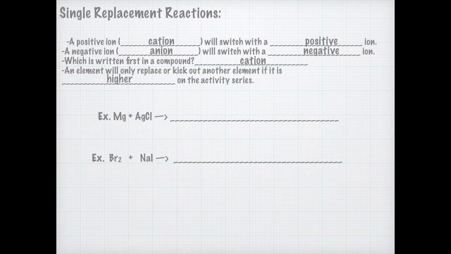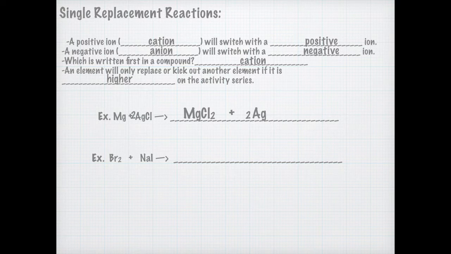So magnesium will go in, it's going to kick silver out, and it's going to form a new compound with chlorine. In order to write that new compound, I've got to cross my charges. So magnesium and chlorine cross my charges, I get MgCl2, and silver is now by itself because it got kicked out. And the last thing I've got to do is balance, so I'm going to put a 2 in front of AgCl and then a 2 in front of Ag, and I'm done.